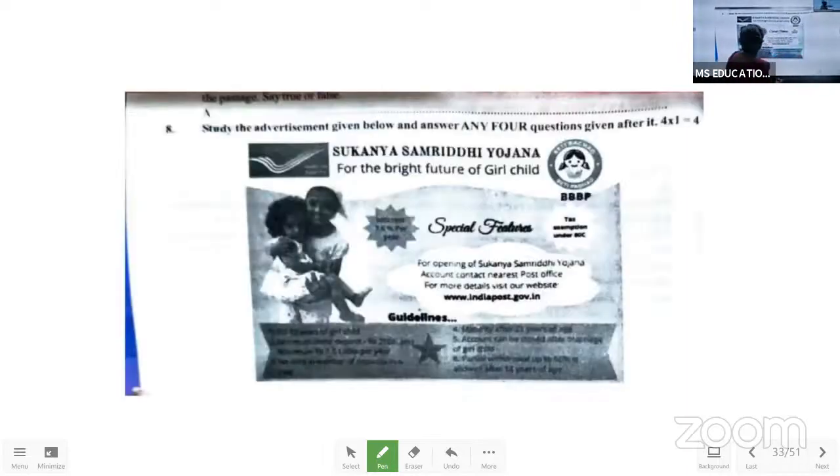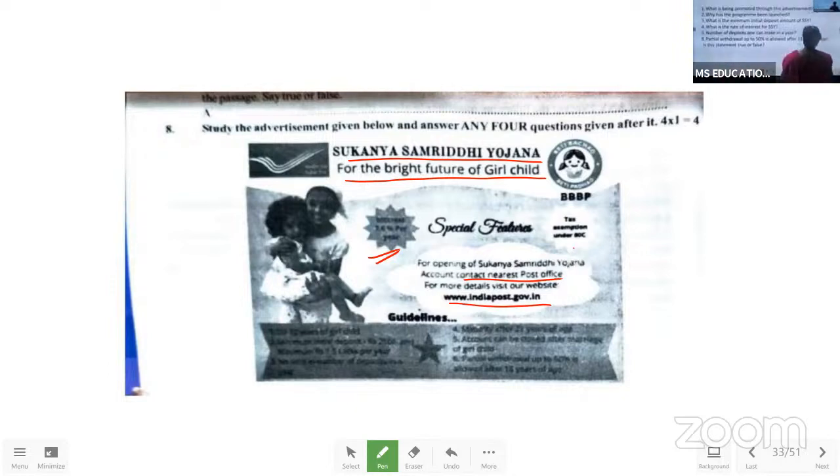This is the first advertisement. It talks about the bright future of the girl child, Sukanya Samriddhi Yojana. In this, for opening your account, you have to contact your nearest post office. And a website is given here. And this tells you about 7.6%, and tax exemption is given. Let's go on to the questions.